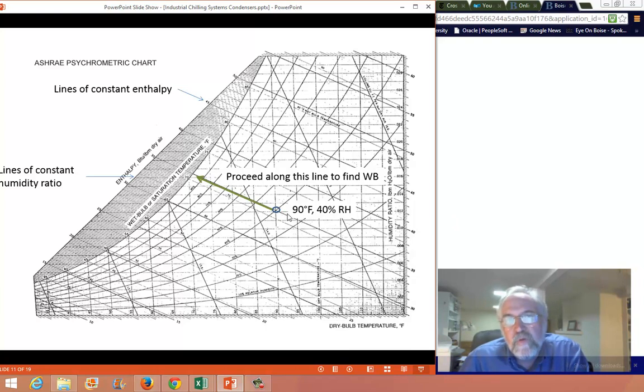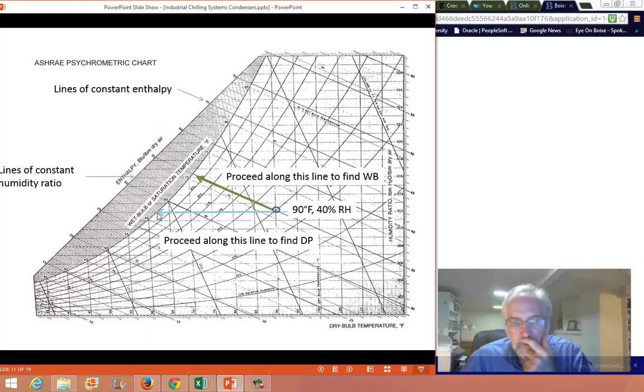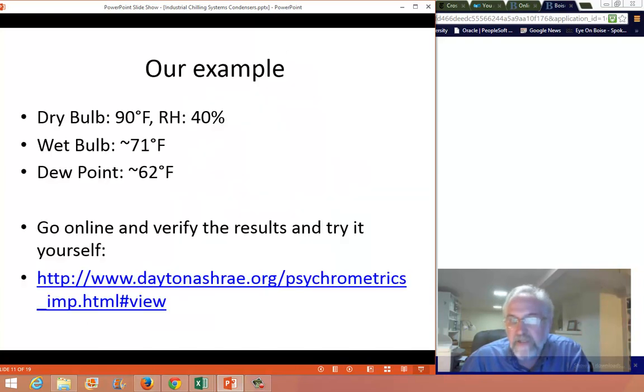Dew point, remember, is lowering the temperature, but not changing the humidity ratio. So the amount of water that's in that mixture remains the same. So we move along this line of lower and lower dry bulb temperature and into the point of saturation. And that looks like it's around 62 degrees Fahrenheit. And indeed, that's pretty close to being right.